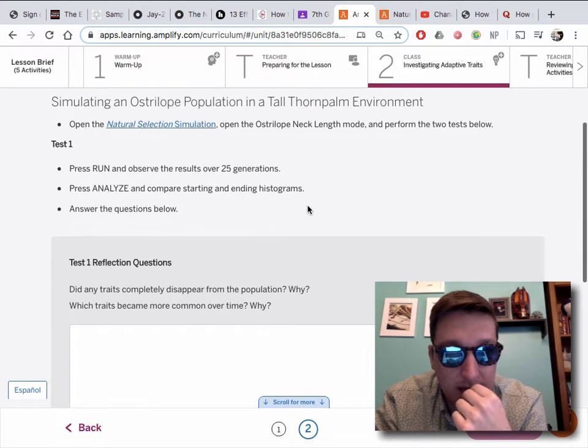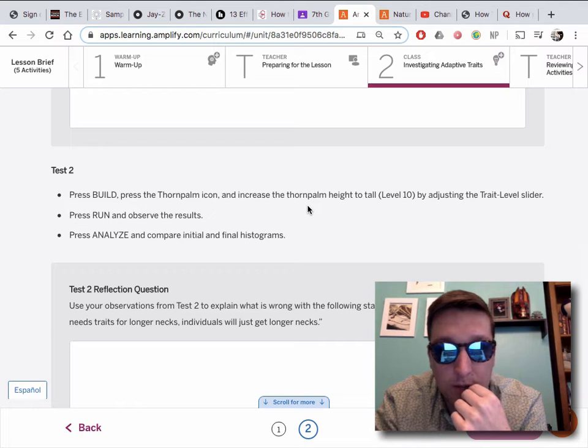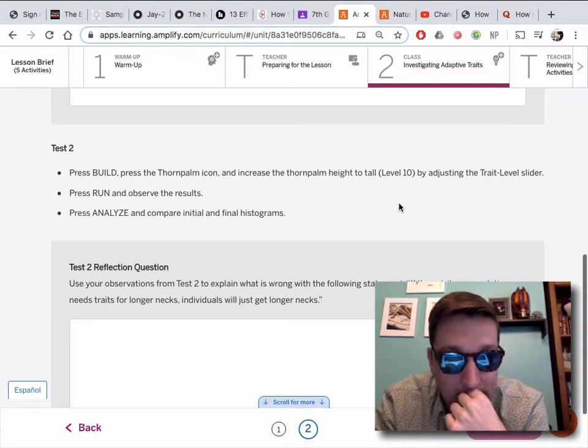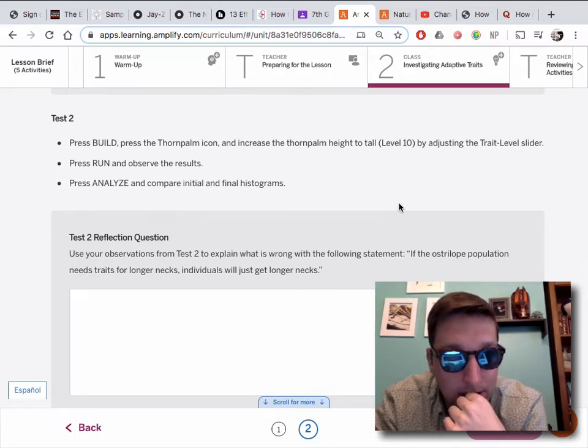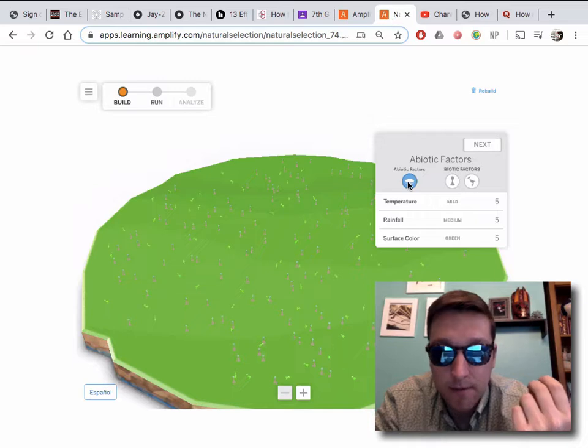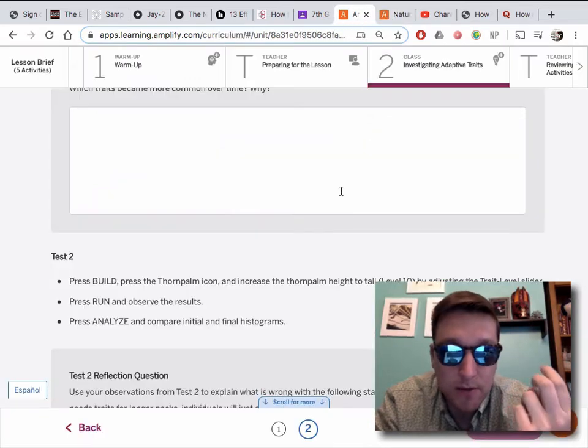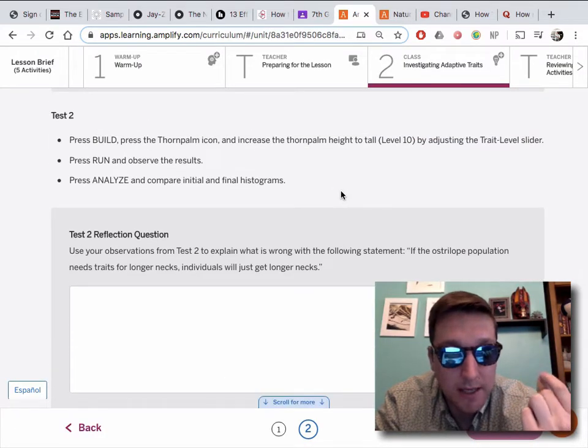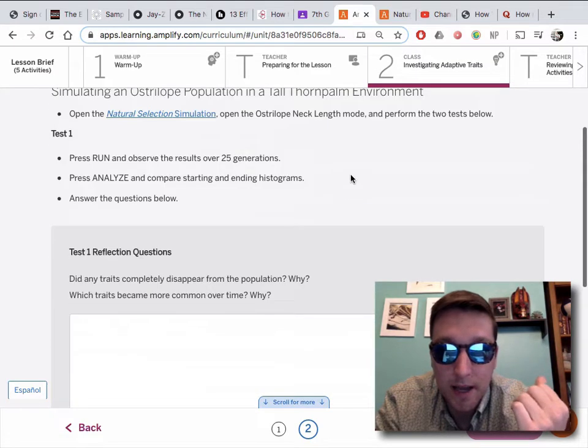Then for the second test, I'm going to increase the thorn palm height to level 10. And probably what's going to happen here is if you don't start with australopes with level 10, they won't be able to reach the leaves. So I'm guessing they're going to die if it's set up that way.